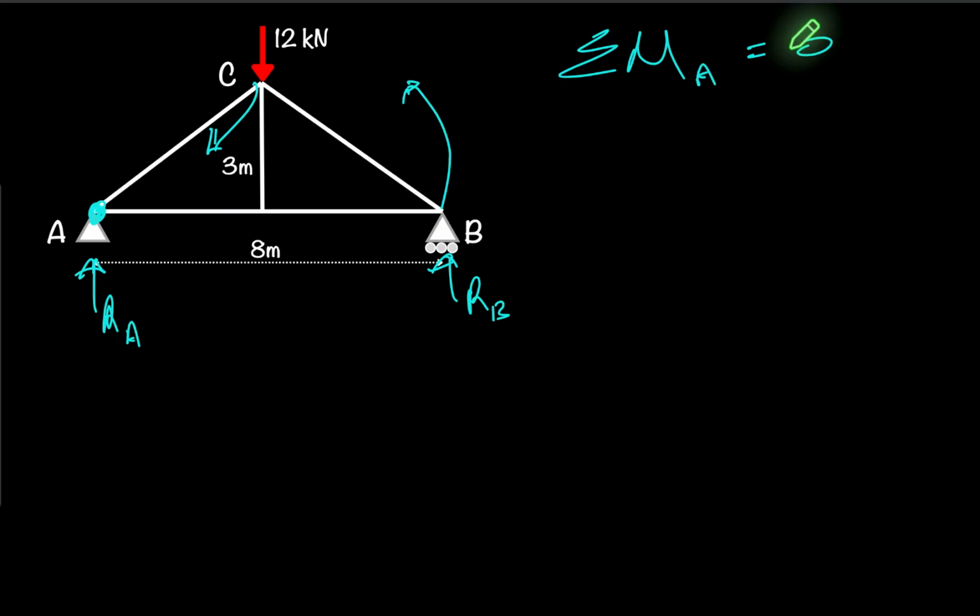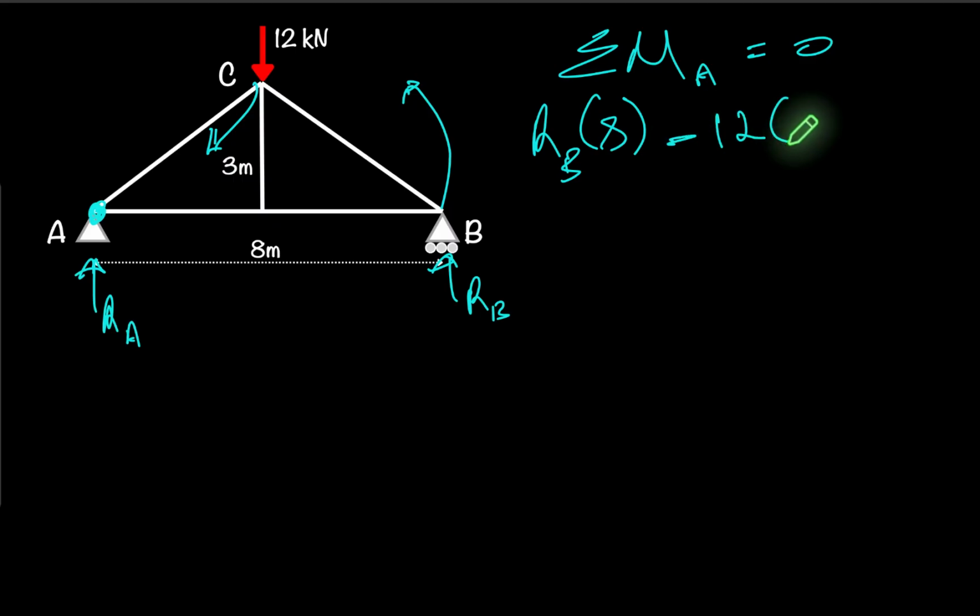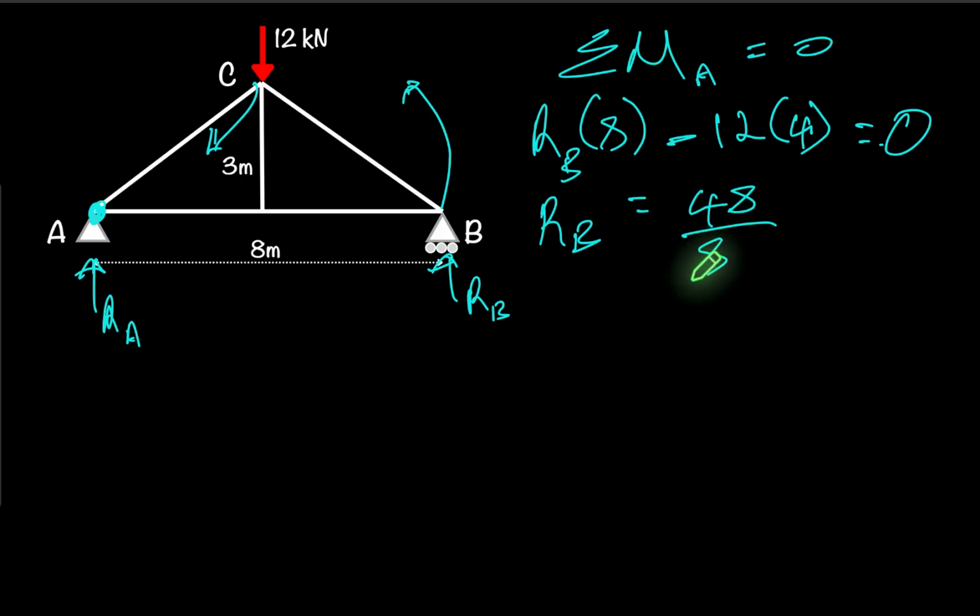So what we have then is RB, and the distance of RB from point A is 8 meters, so RB times 8. We have the 12 kilonewtons going counterclockwise, so we're going to have 12 multiplied by 4. Those are the only 2 forces we have, so all of that equals 0. And if we were to just solve this, then 12 times 4 is 48, and RB times 8, so we divide 48 by 8, so that gives us 6 kilonewtons. So we know that RB rather is 6 kilonewtons.